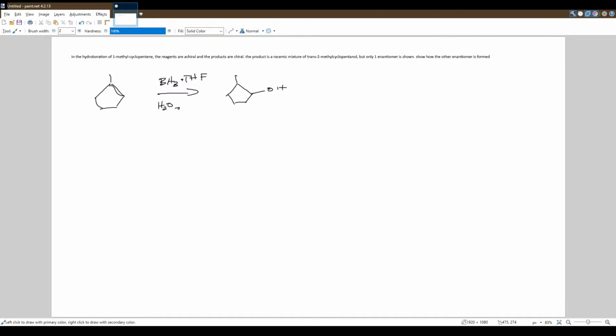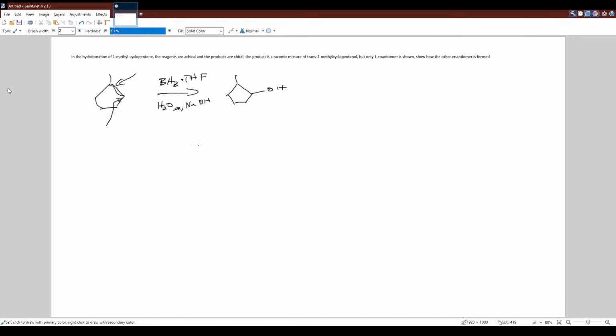I'll just write it like this to do it all in one step. I don't want to write out both. So one enantiomer is shown. Show how the other enantiomer is formed. Well, it's pretty simple, right? You just either add from this side or this side. I don't really see what the problem here is. You either add from into the page or out of the page.